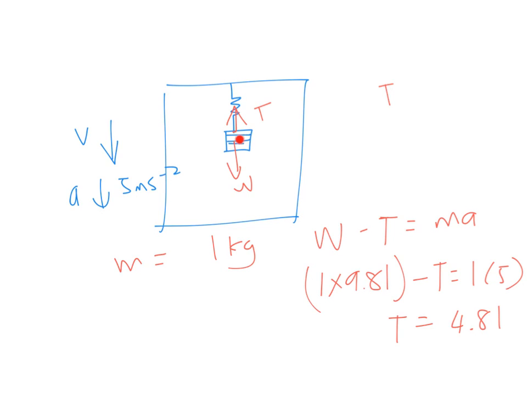Example, let's say you have this mass of 1 kg, and the acceleration here is 5 meter per second squared. So we can substitute weight minus tension. So weight is 1 times 9.81 minus tension equals to 1 times 5. And then solving, you get tension is 4.81, which is actually less than the weight itself, which is 9.81.